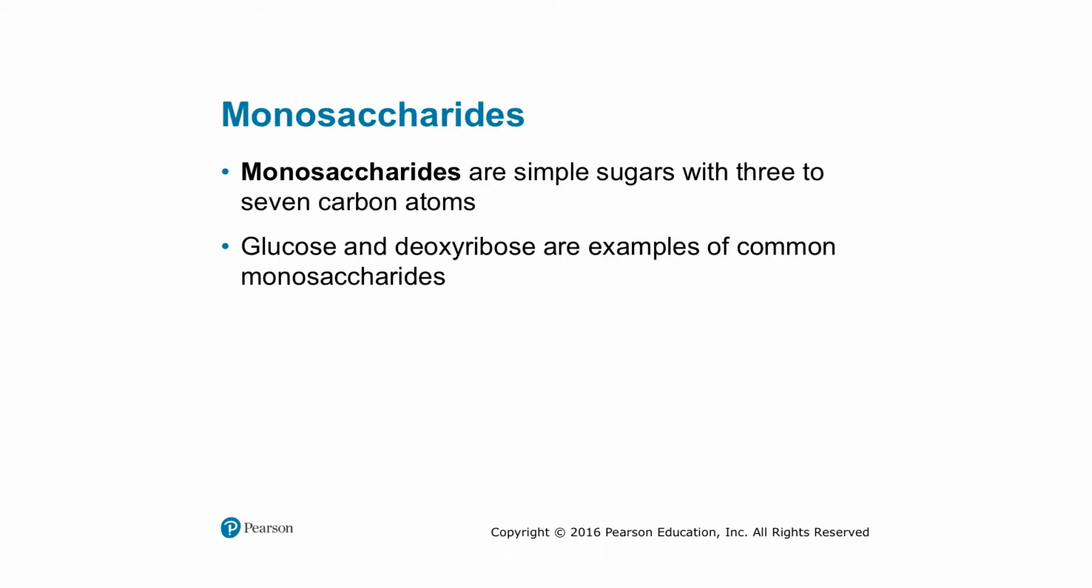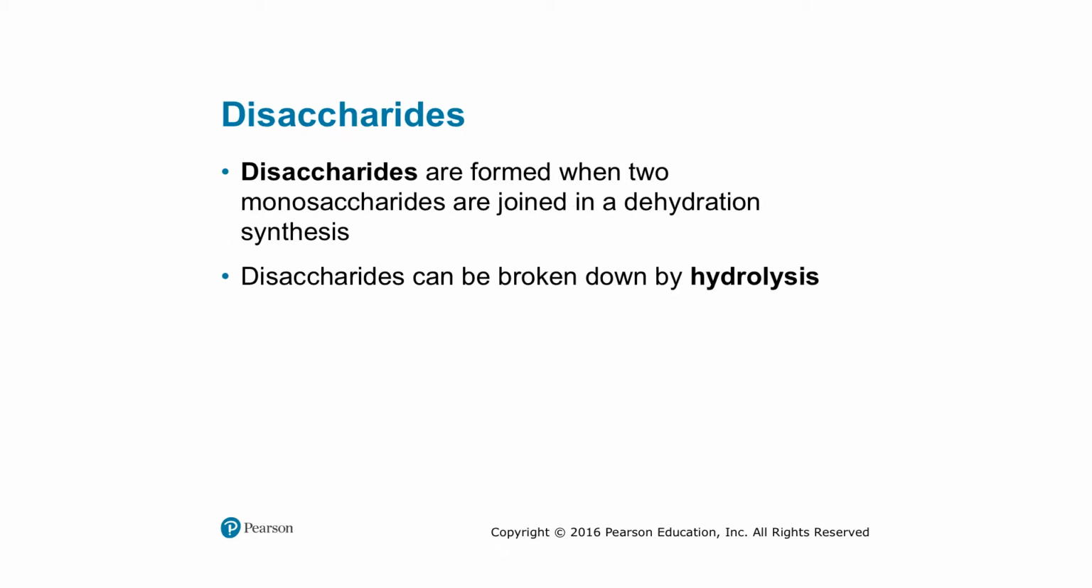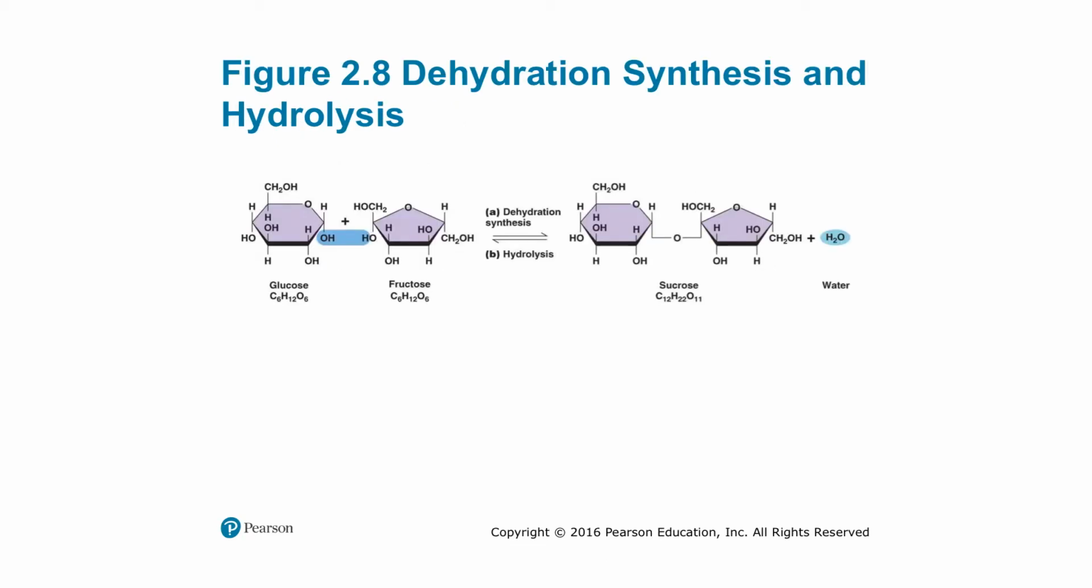And so monosaccharides, these are very simple sugars with 3 to 7 carbon atoms. Glucose and deoxyribose are examples of common monosaccharides. Disaccharides are formed when 2 monosaccharides are joined through a dehydration synthesis. And so disaccharides can be broken down by hydrolysis. And so here's an example of hydrolysis. So what you do is you take that glucose and fructose, so what this is sucrose.